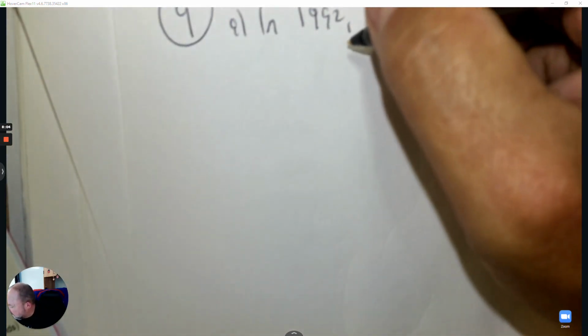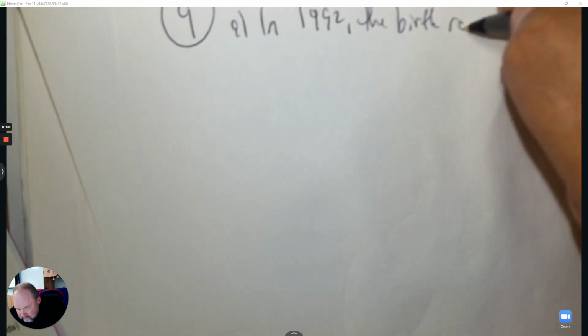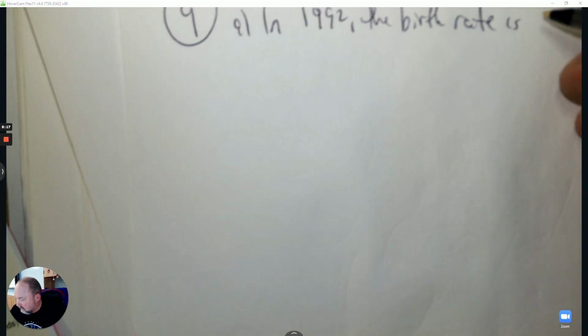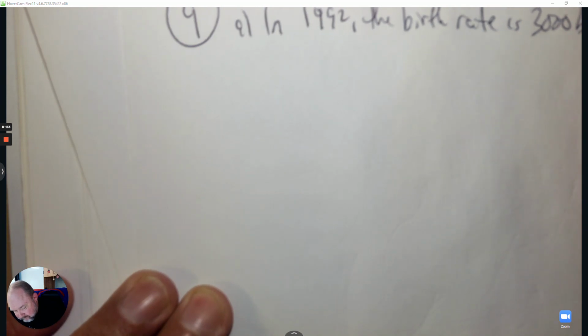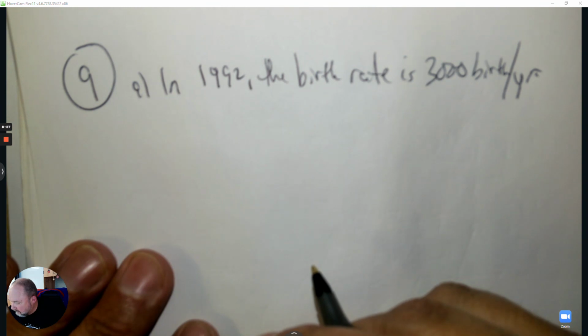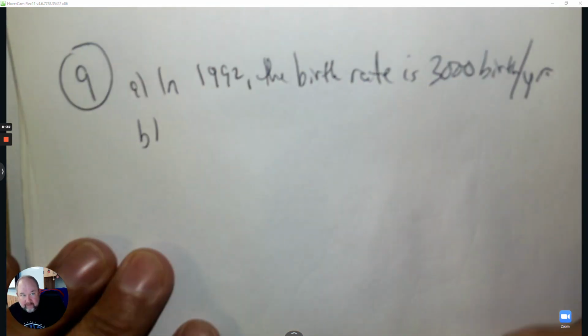So in 1992, what happened? The birth rate is, and it would be in thousands. So that means 3,000 births per year in that Utah city. That's what we're looking at.